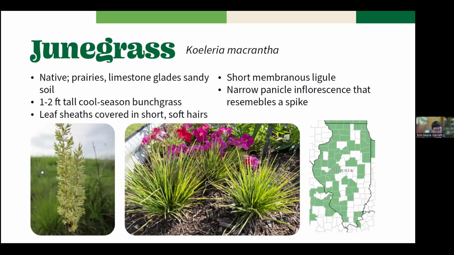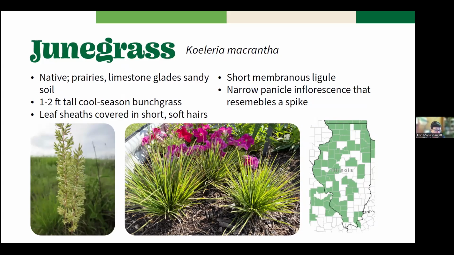Okay, next is going to be Junegrass. Junegrass is another shorter bunch grass, and it's another cool season grass. So again, this one has a scattered distribution, but can be found from north to southern Illinois. It's going to like limestone glades and sandier soil, so it's a little bit more restricted in where it grows. It's going to stay relatively short with those bunches, and when it gets that flowering stalk, it's still going to be under 2 feet tall.